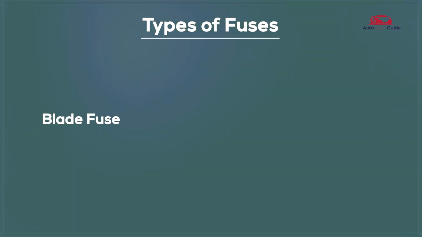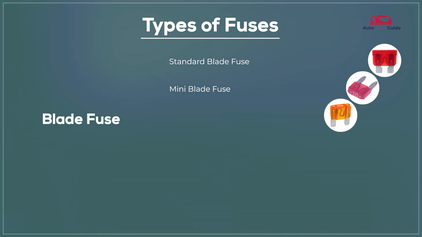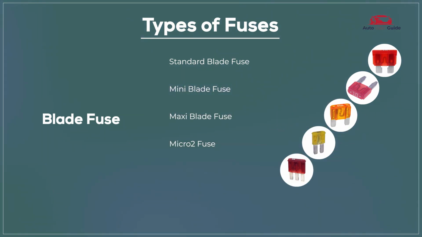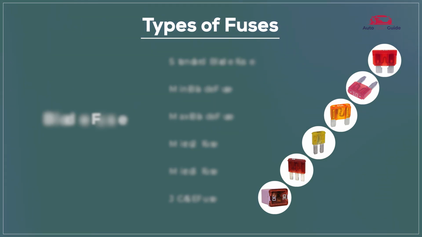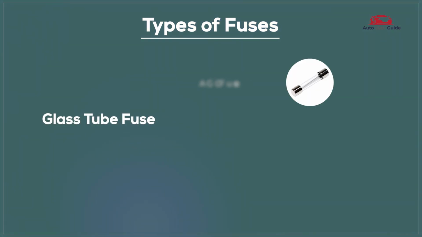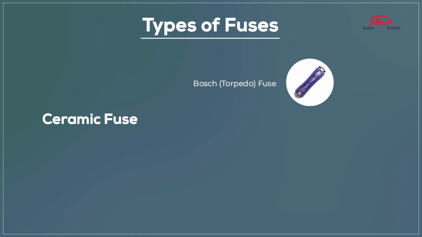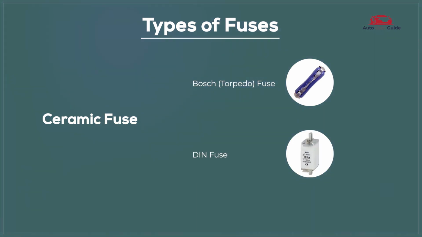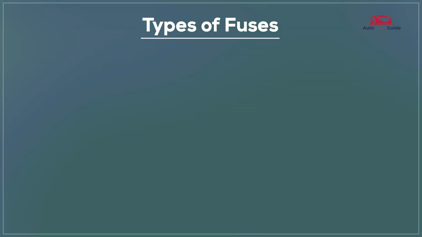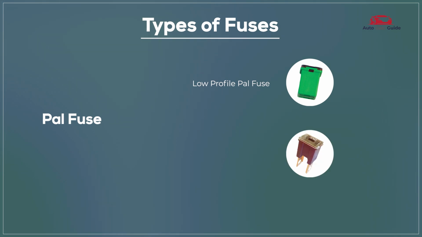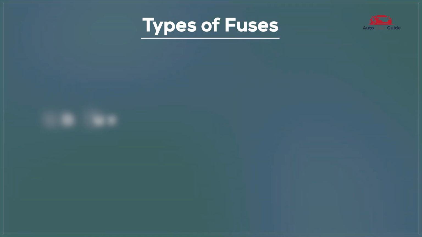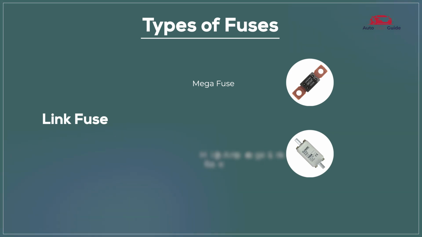Types of fuses: blade fuse, standard blade fuse, mini blade fuse, maxi blade fuse, micro 2 fuse, micro 3 fuse, J case fuse. Glass tube fuse, GC fuse, SFE fuse. Ceramic fuse, Bosch fuse, DIN fuse. PAL fuse, low profile fuse, standard PAL fuse. Link fuse, mega fuse, high amperage link fuse.